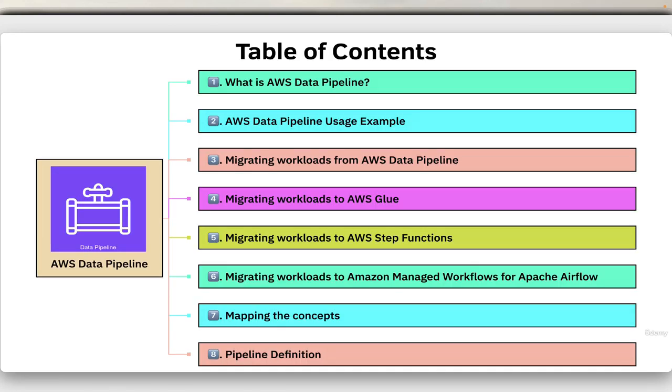So this lecture will contain all these topics. What is AWS Data Pipeline? AWS Data Pipeline usage example. Migrating workloads from AWS Data Pipeline. Migrating workloads to AWS Glue. Migrating workloads to AWS Step Functions. Migrating workloads to Amazon Managed Workflows for Apache Airflow. Mapping the concepts and pipeline definition.